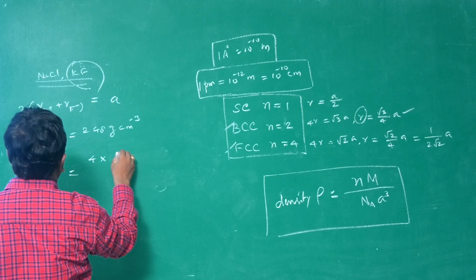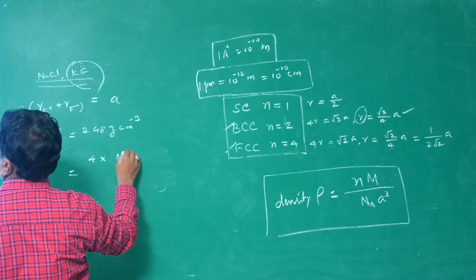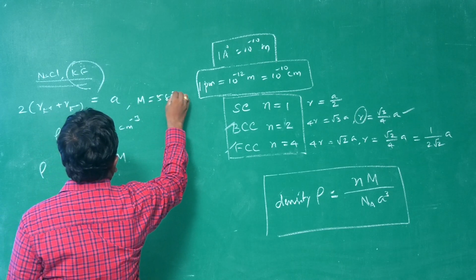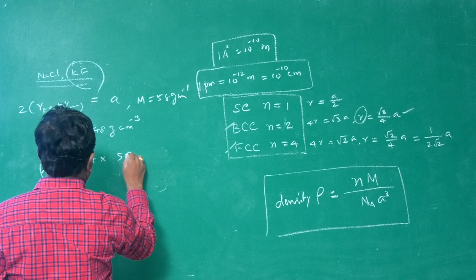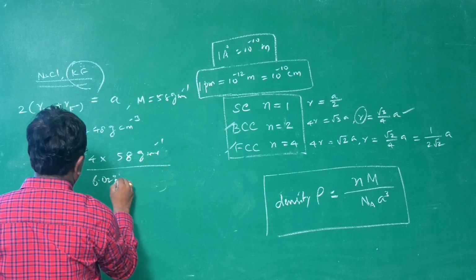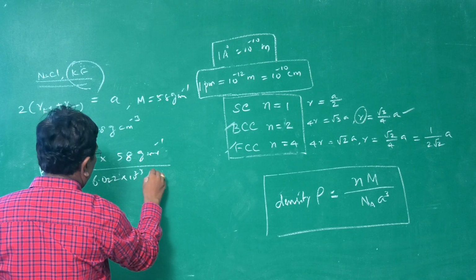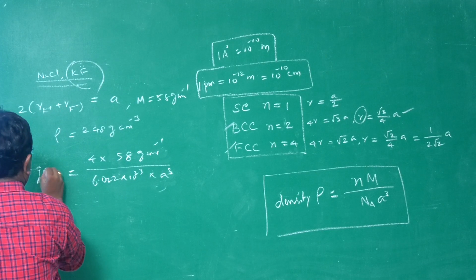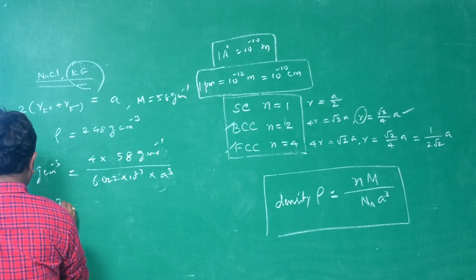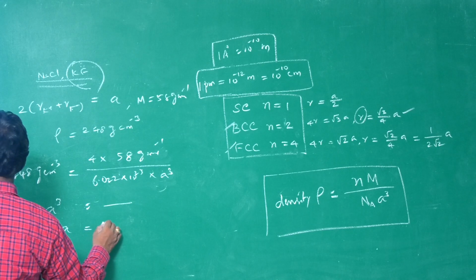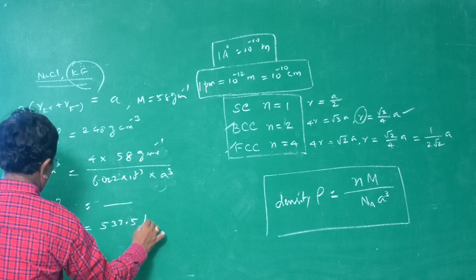Molar mass of potassium fluoride is given as 58 gram per mole, and Avogadro number is 6.022 into 10 power 23. A cube we have to calculate. Rho is given as 2.48 gram per centimeter cube. Now, what is the value of A cube? You have to solve and find out A cube and then A. A is found to be 537.5 picometer.